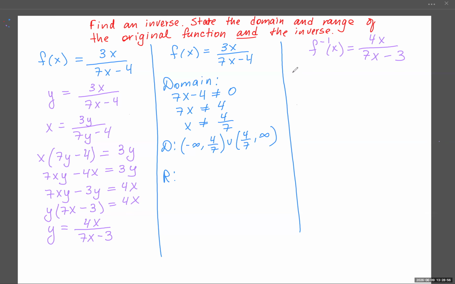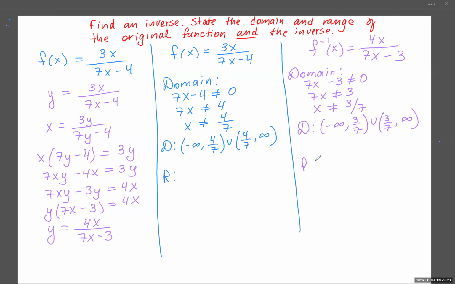The domain of the inverse, it is also a rational function, so the denominator cannot be 0. So 7x cannot be 3, and x cannot be 3 over 7. So the domain of the inverse is negative infinity to 3 over 7, and then from 3 over 7 to positive infinity.